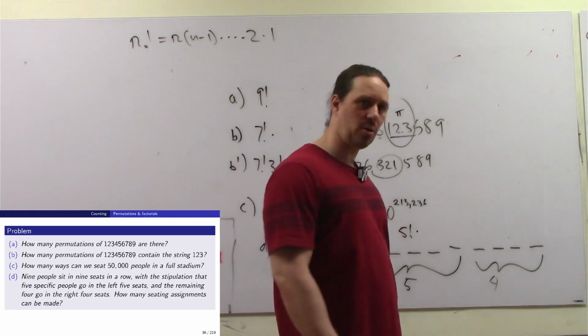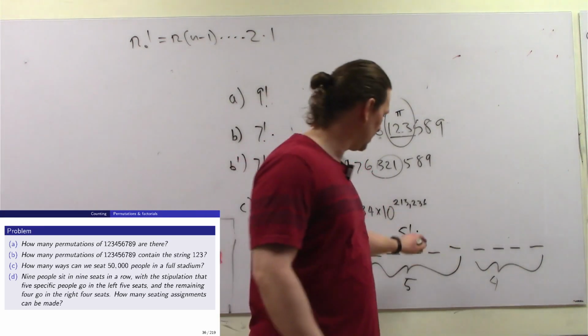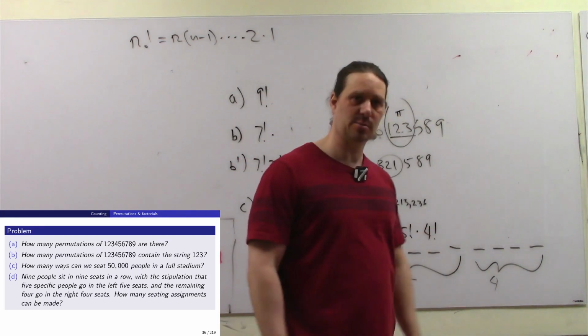And then of the remaining 4, they can be seated in the remaining 4 seats however they want in 4 factorial ways. So that's the product there.